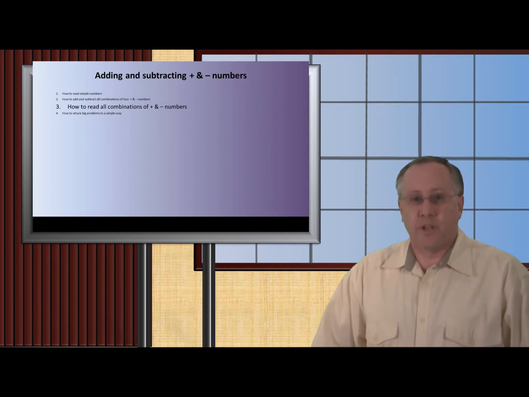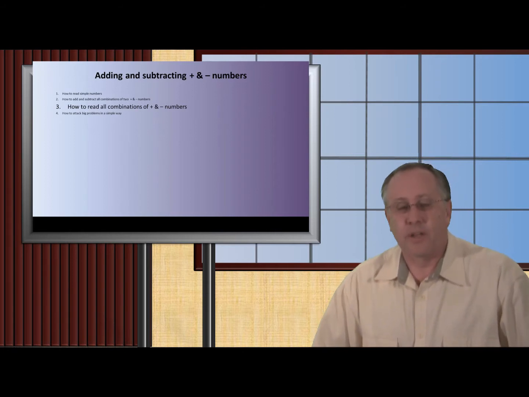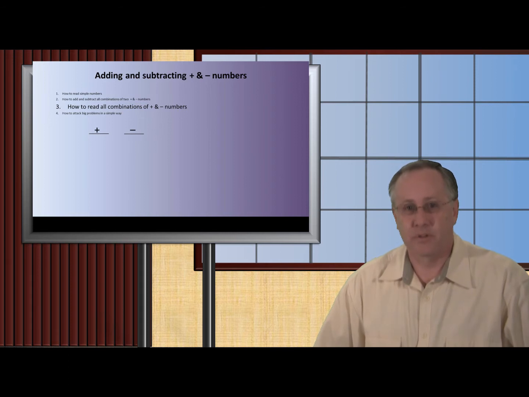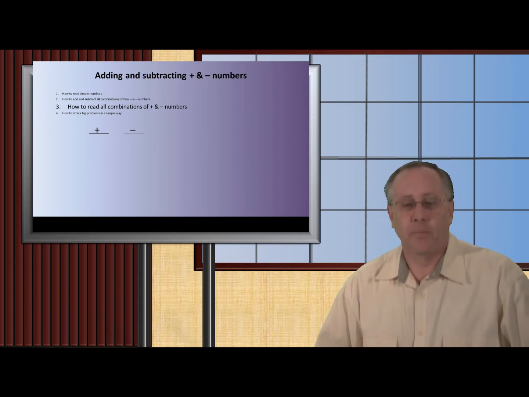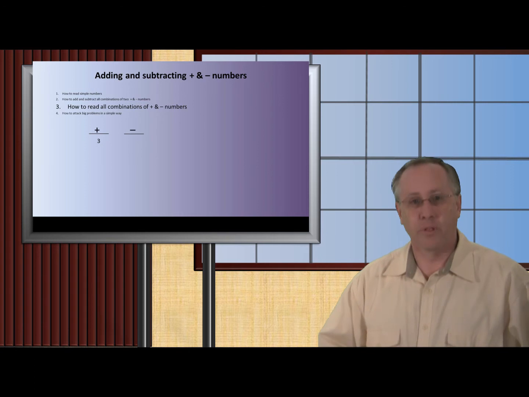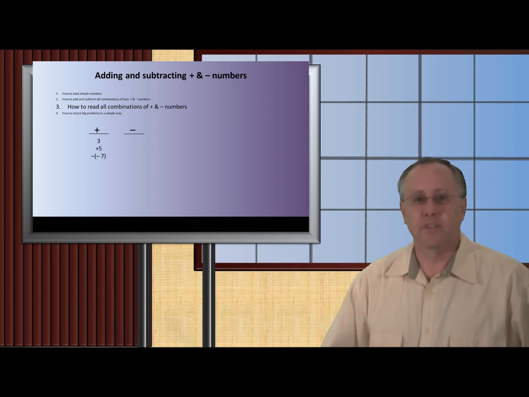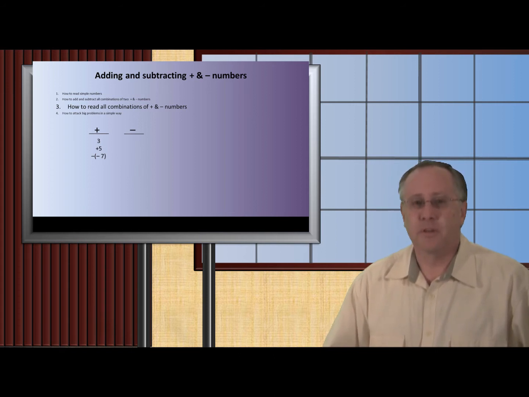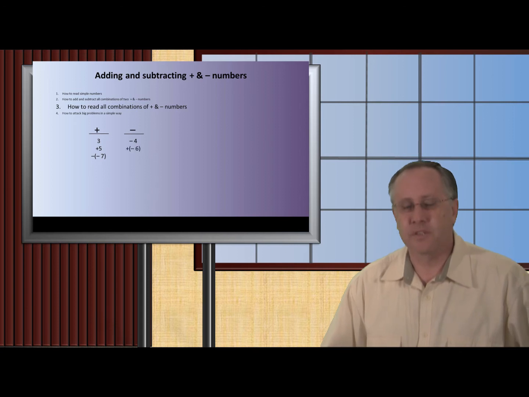Now we need to be able to read every single possible way of how to write a positive number or a negative number. There are only 3 ways of writing a positive number, and there are only 2 different ways of writing a negative number, so this isn't too bad. For positive numbers, we can write them as just a 3, no sign in front of it at all, that makes it a positive 3, or a plus 5, or a minus negative 7. Now we'll talk about that minus negative 7 a little bit more in just a moment. For negative numbers, we can write them as negative 4 and plus negative 6.